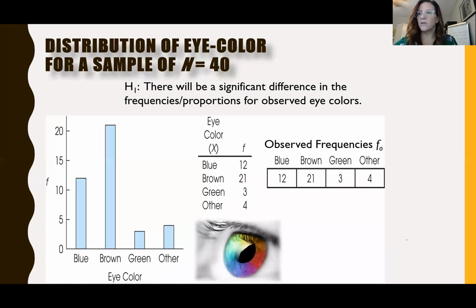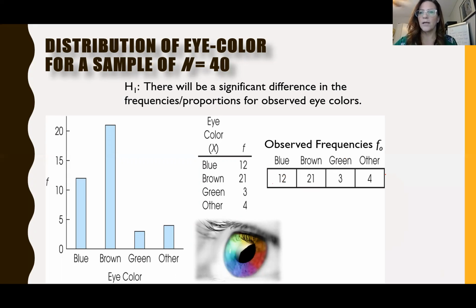So let's take a look at an example of what we would see if we were given a simple chi-square goodness of fit. So let's say we have this alternative hypothesis that there will be a significant difference in the frequencies of observed eye colors. And so we have people in blue eyes category, brown eyes category, green eyes category, and other, maybe rainbow eyes, as you can see. And these are the f of O. These are what we have in our sample.